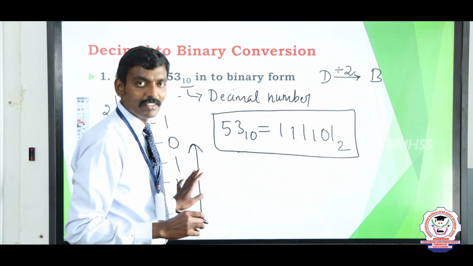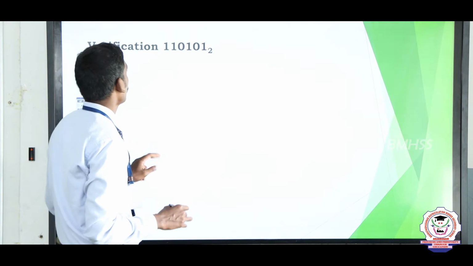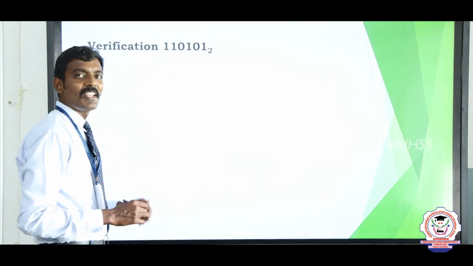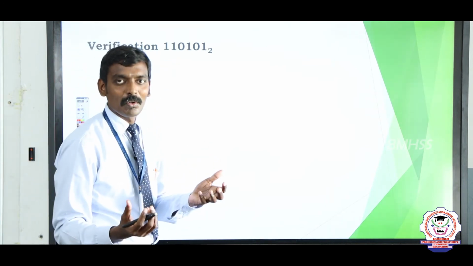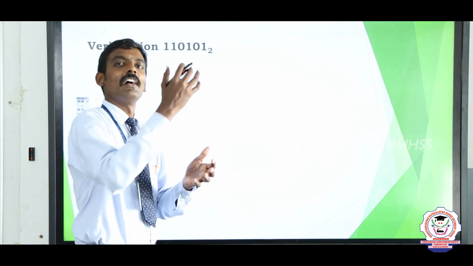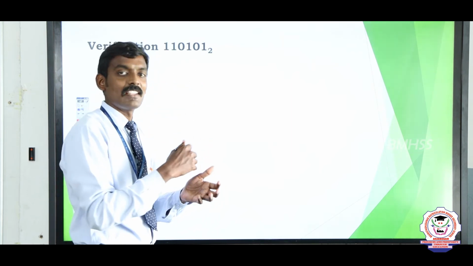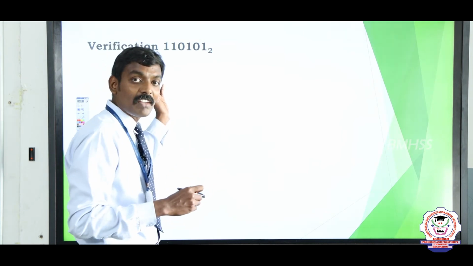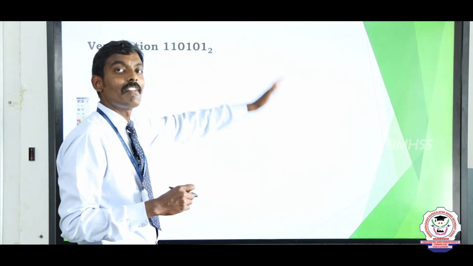This is a very simple example. Are you clear, students? Next, that is verification. What is the meaning of verification? We have an answer, no? With the help of that answer, we can go backward. We get the question from the answer. And this conversion is binary to decimal form.